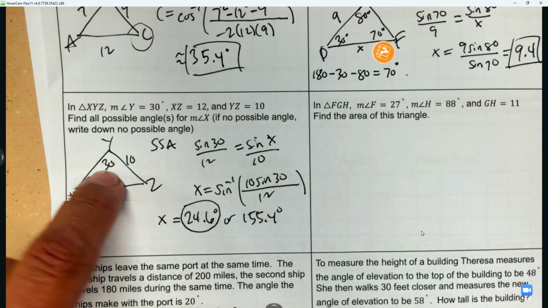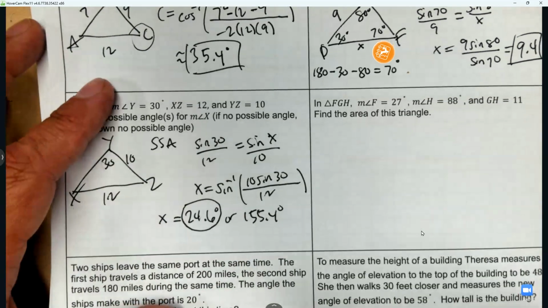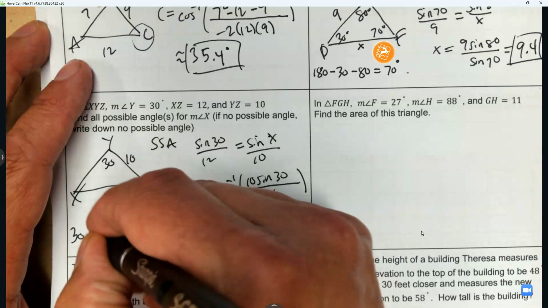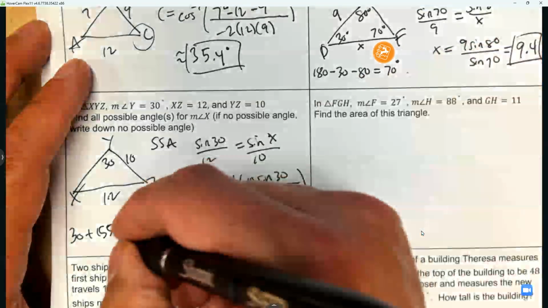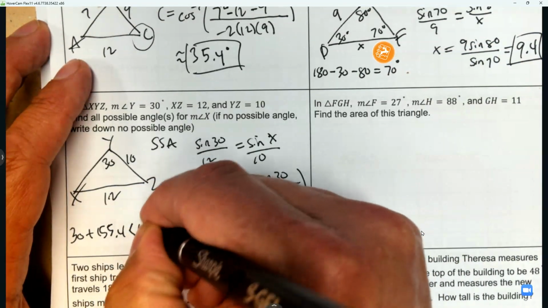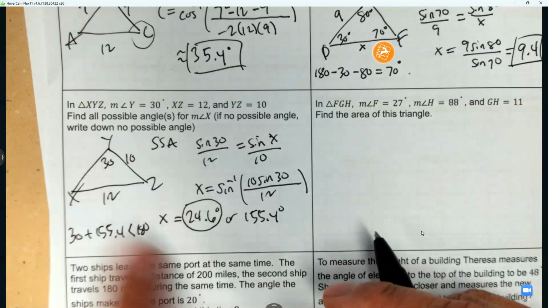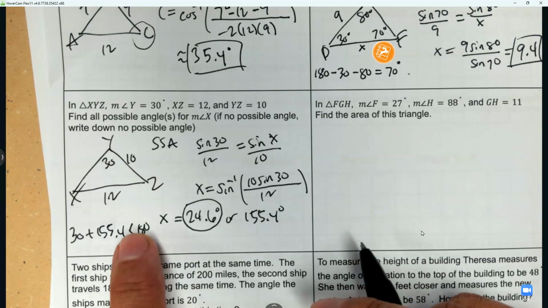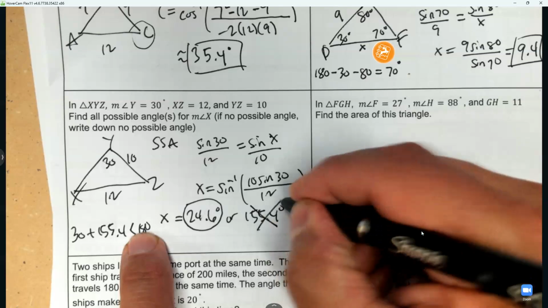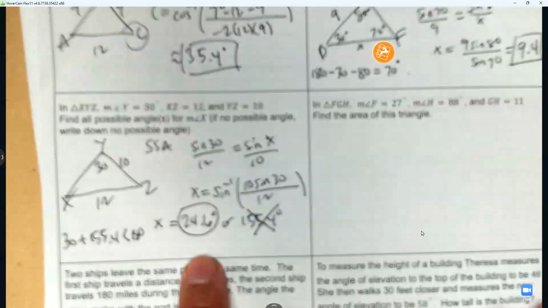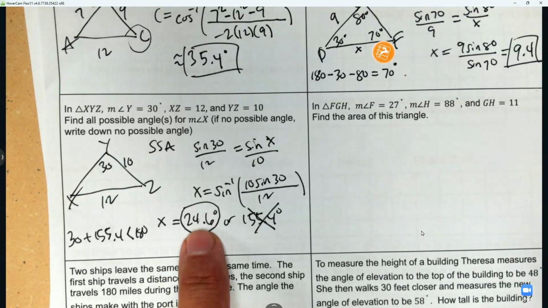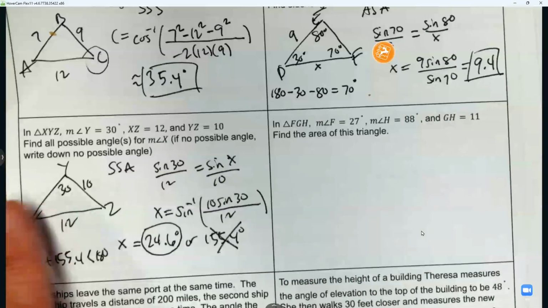So the other angle that's inside the triangle is 30. So if I go 30 plus 155.4, that answer has to be less than 180, or else it won't make a triangle. And if you add this up, it's bigger than 180. So that angle doesn't work, and so the only angle that works is 24.6. And there's your answer. All right, next, find the area here of this triangle.